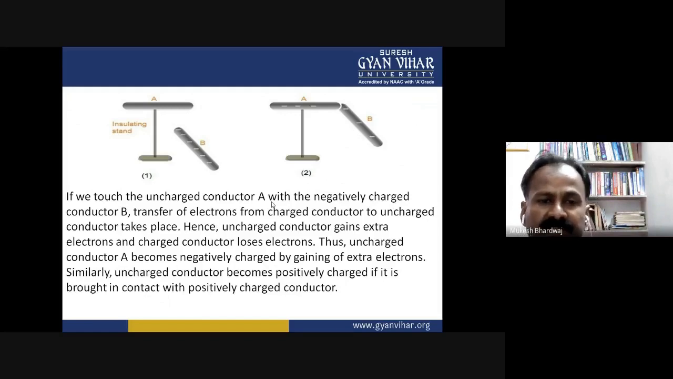If we touch the uncharged conductor A with the negatively charged conductor B, transfer of electrons from the charged conductor to the uncharged conductor takes place. Hence, the uncharged conductor gains extra electrons and the charged conductor loses electrons. Thus, uncharged conductor A becomes negatively charged by gaining extra electrons. Similarly, an uncharged conductor becomes positively charged if it is brought in contact with a positively charged conductor.